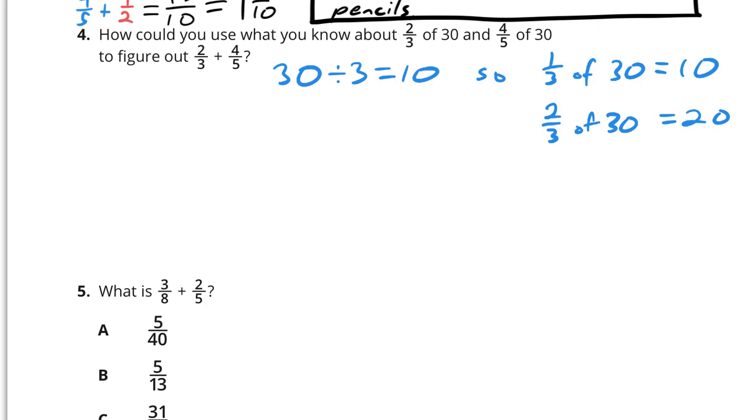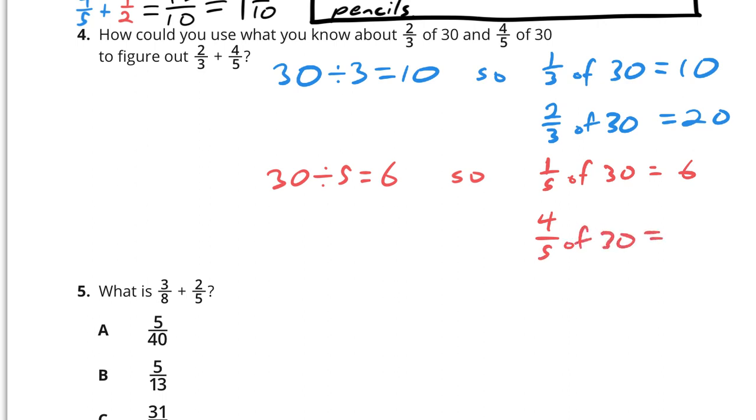Now let's see what 1/5 of 30 would look like, right? If we split 30 into 5 equal groups, then we would have 6 in each group, right? Because 30 divided by 5 is going to be 6. So 1/5 of 30 is 6. And if we just multiply that by 4, right? If we have 4/5 of 30, 4 groups of 6 would be 24.